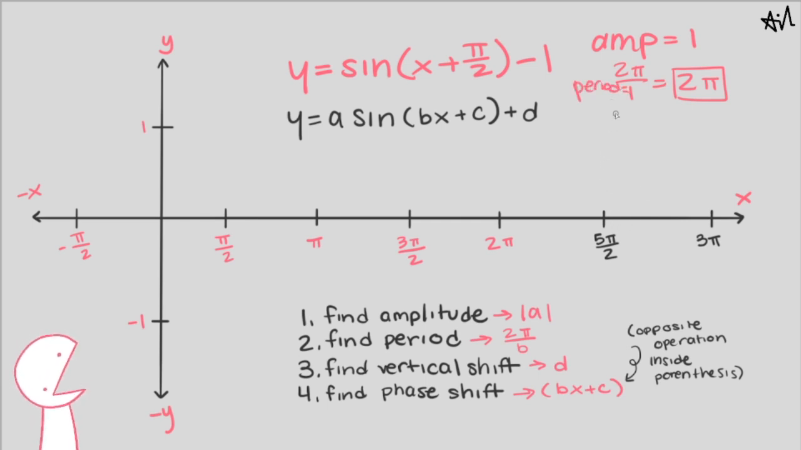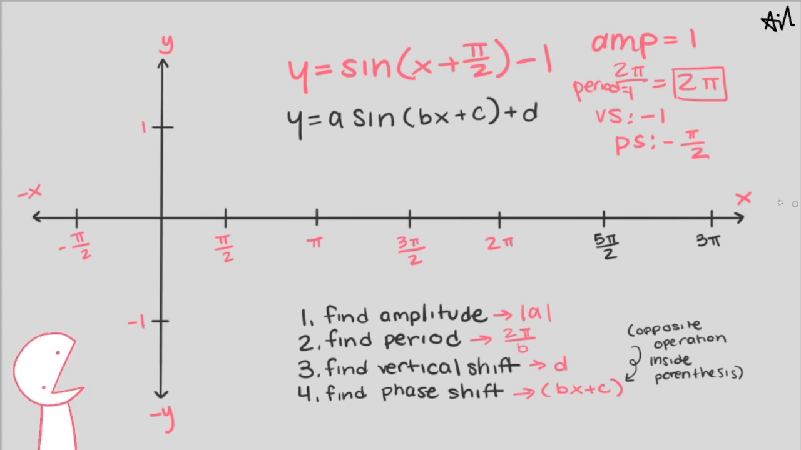And then the vertical shift would be d. D is -1, so the vertical shift is going to be -1. The phase shift is going to be, well, I guess this should really be a negative since this is always going to be the opposite operation, but it's not necessarily like that. So since we have a plus pi over 2 in the parentheses, we're actually going to do the opposite and do negative pi over 2.